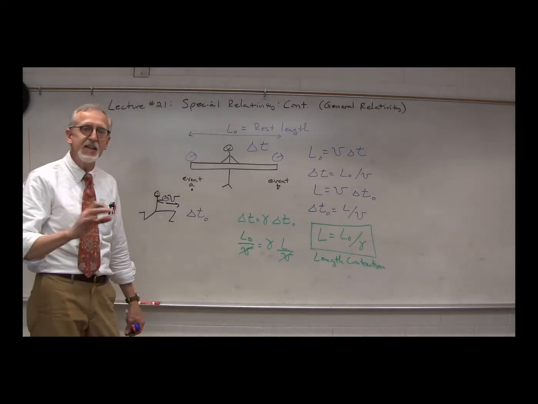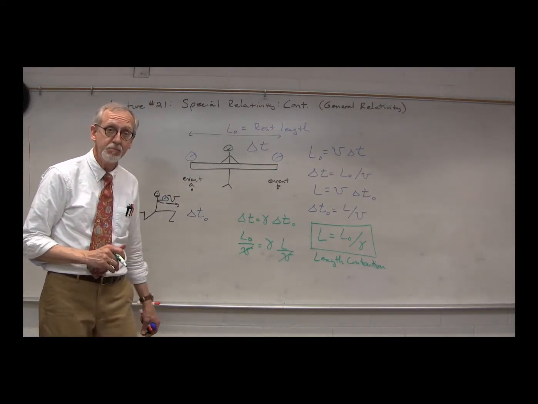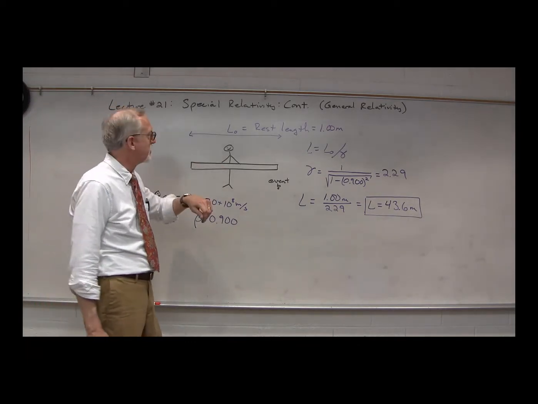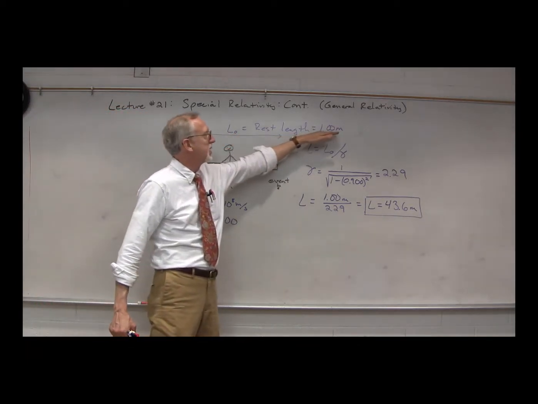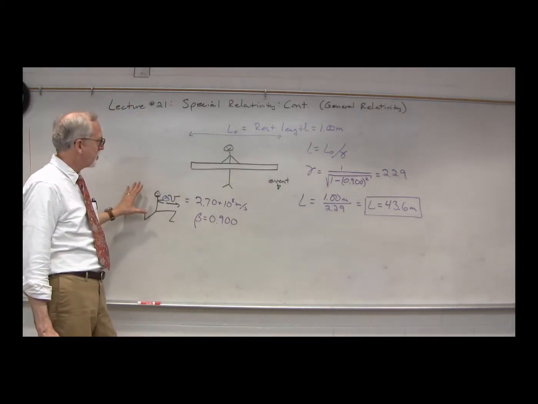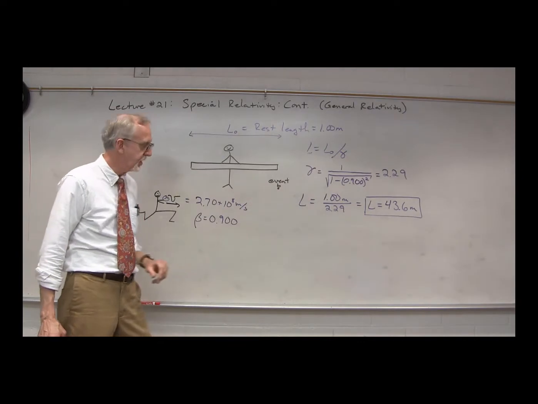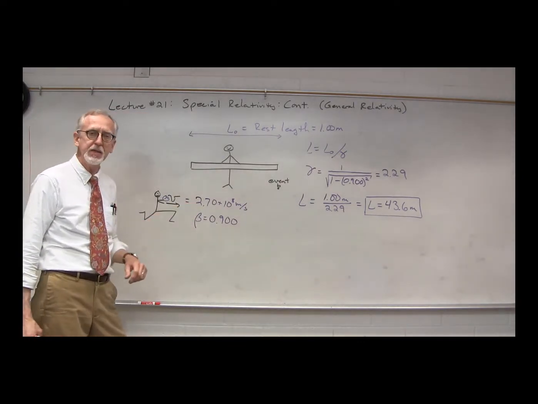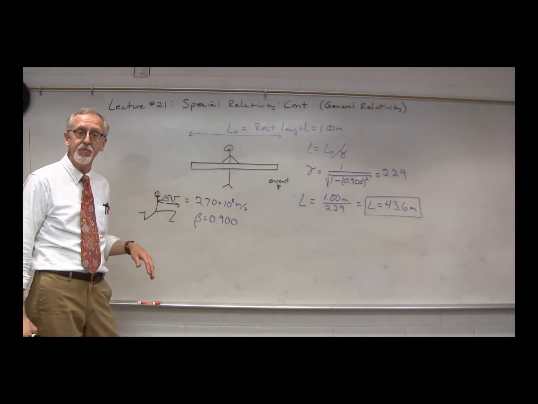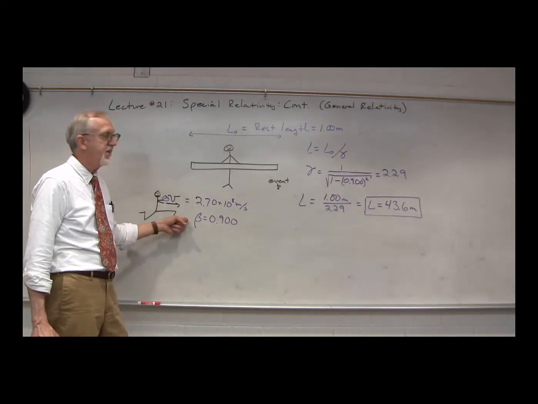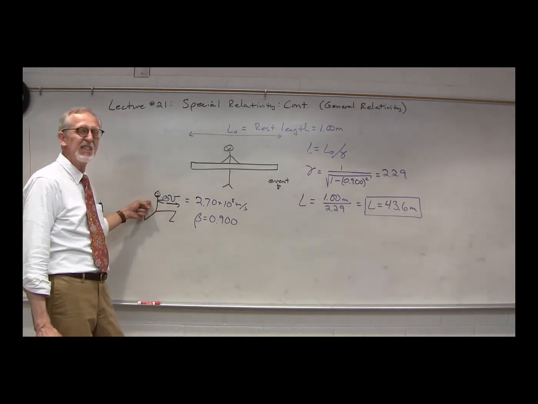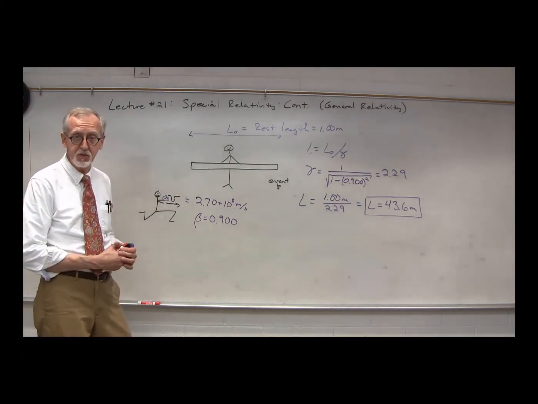Very good. Let's stick some numbers in here and see what we get. Let's imagine that this person is actually holding a meter stick, so that the rest length will be taken to be 1.00 meters. Now let's imagine that the person going past this meter stick is moving at 2.70 times 10 to the 8th meters per second. In other words, divided by 3 times 10 to the 8th meters per second, we get a factor of beta that's 0.900. This person, let's assume, is moving at 90% the speed of light.